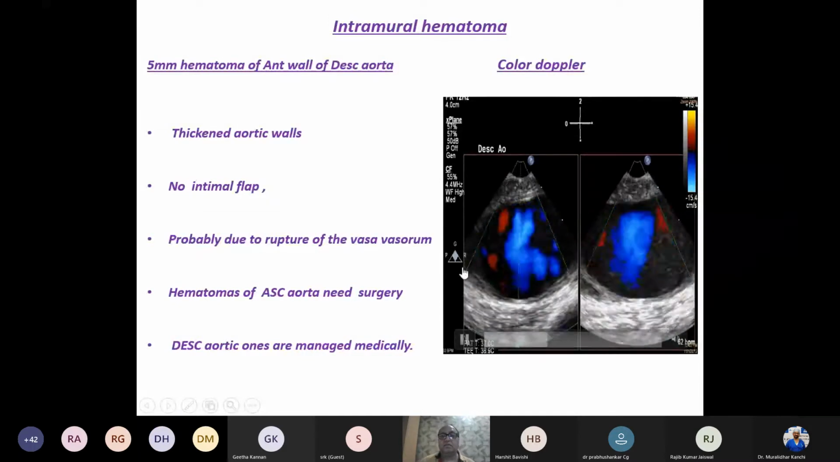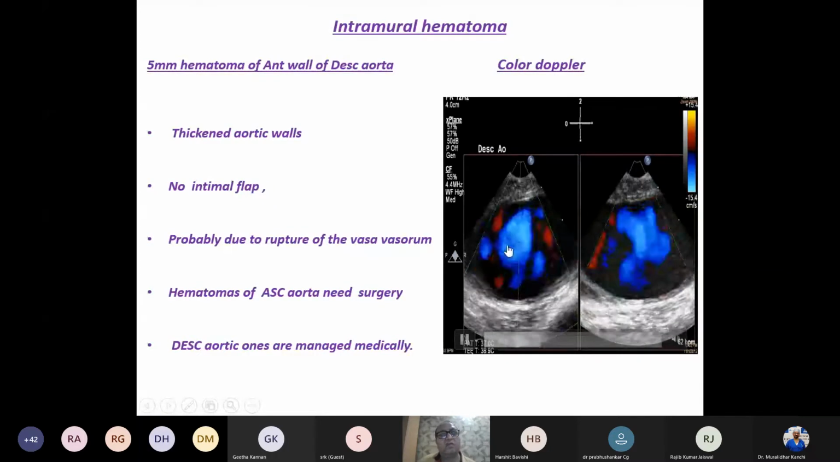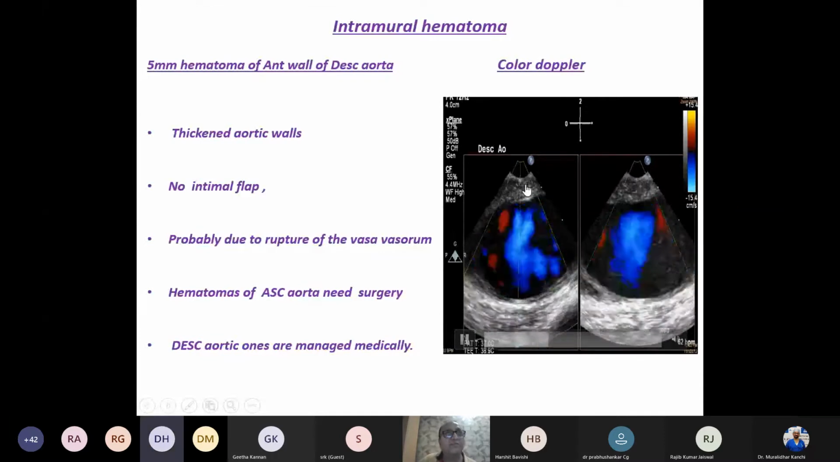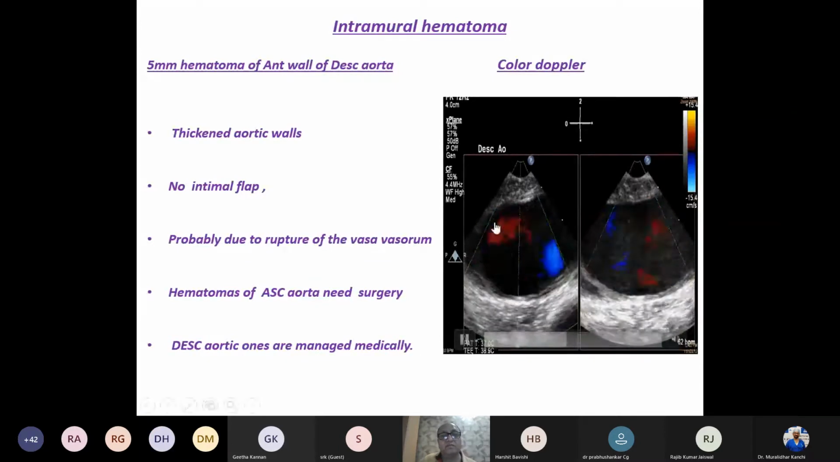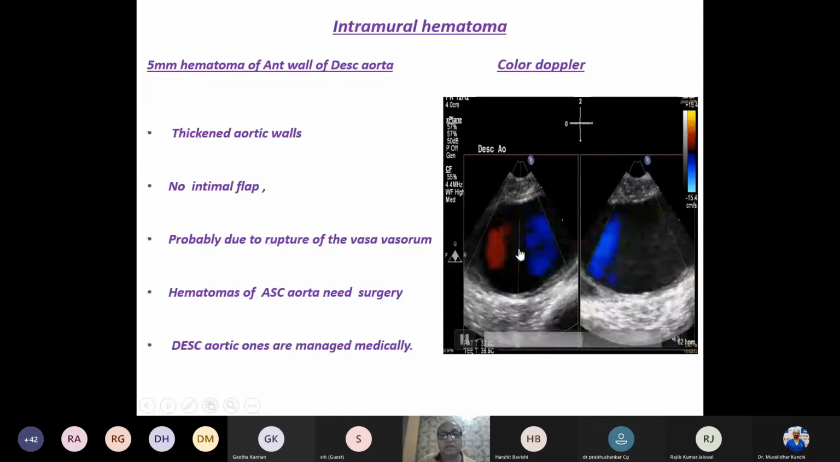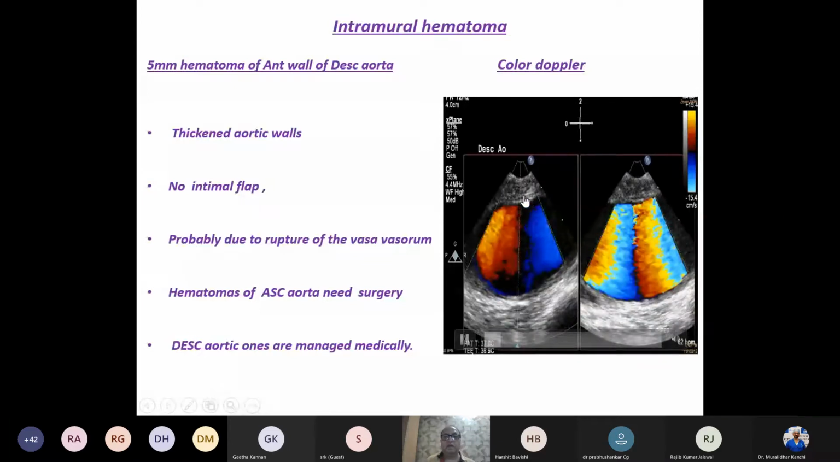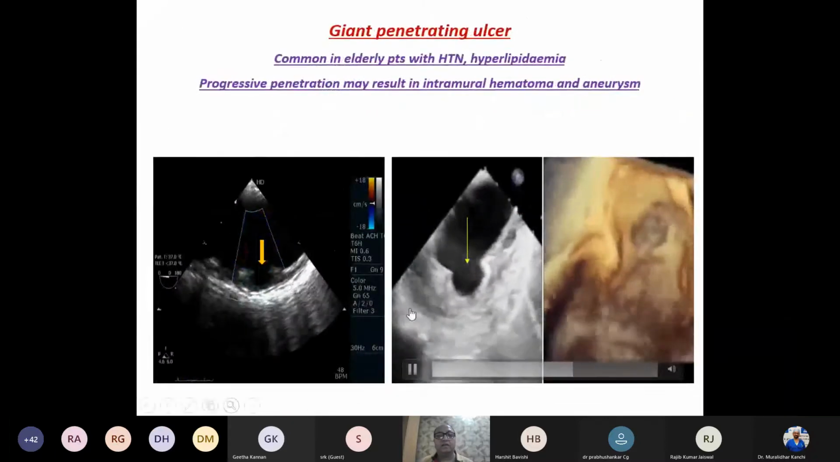But if these intramural hematomas are detected, you can give them a short period of about 6 months. If the descending aortic thickening is more than 15 mm, that is 1.5 centimeters, the chance of later development of dissection is very high. They need to be taken up for surgery, because the later presence of an aortic dissection is very high.